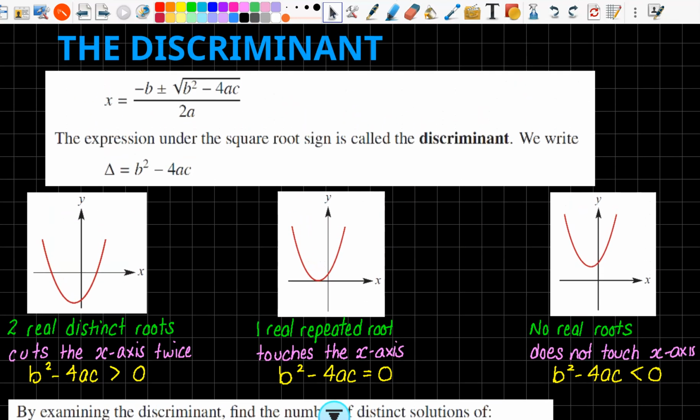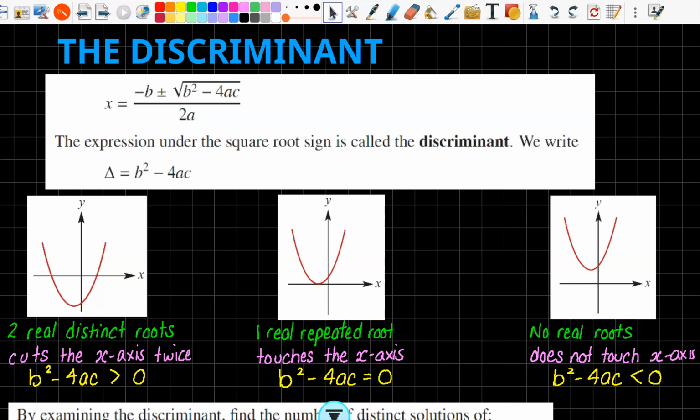All right, so the discriminant. We've seen our good old quadratic formula before, and we know that the discriminant is the thing that just sits underneath our square root there. Obviously, if that is a positive value, we get two different solutions. So that's why down here we can say we will have two real distinct solutions. Graphically, that means it's going to cut the x-axis twice. And that happens when the discriminant is greater than 0.